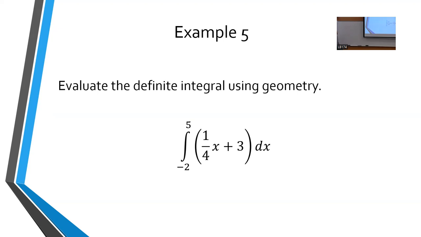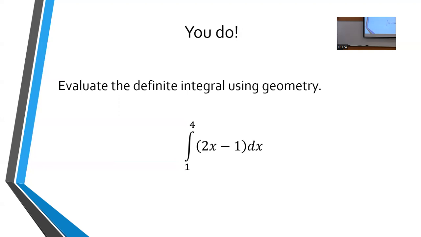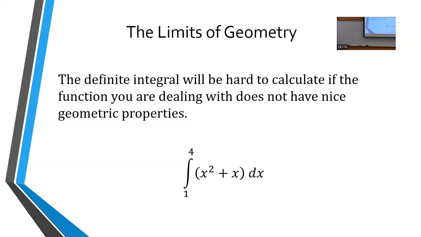So anytime I can break up my picture into nice triangles and rectangles, I can do that. And if you're ever integrating a straight line, you can break it up into triangles and rectangles. But if you want to find the area underneath x squared plus x from 1 to 4, that's going to be really hard to break up into rectangular pieces and triangular pieces.